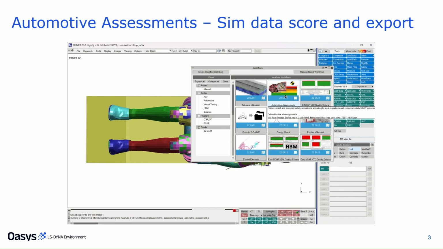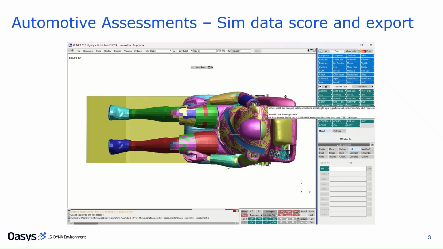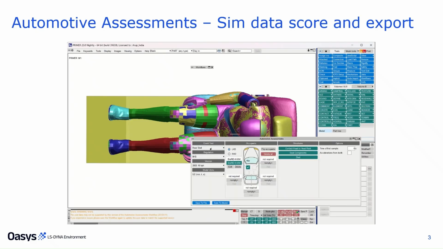Select Rear Sled, IIHS and 2025-16 kph or 24 kph and units. Add BioRid2 dummy and add information for all the structures. Then save the user data in a file or model so it can be used for post-processing. I have done this already to save time.